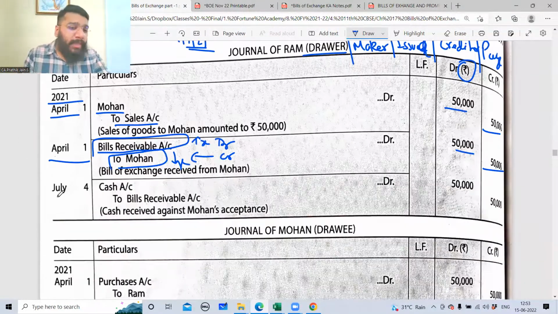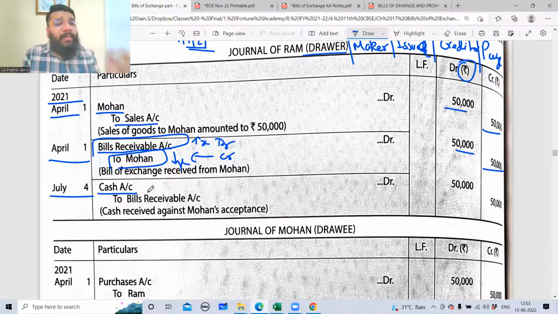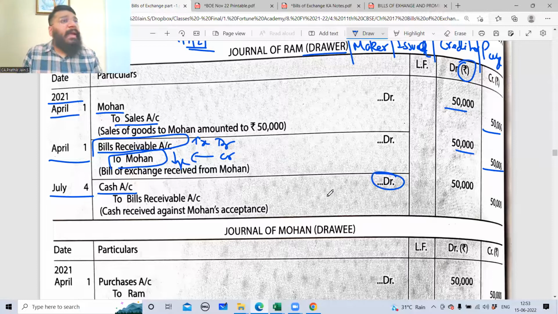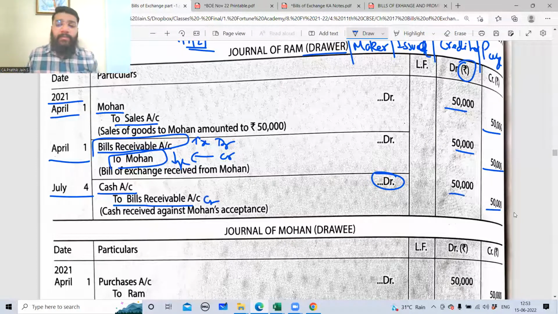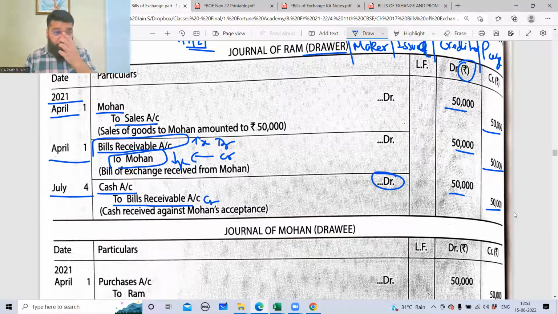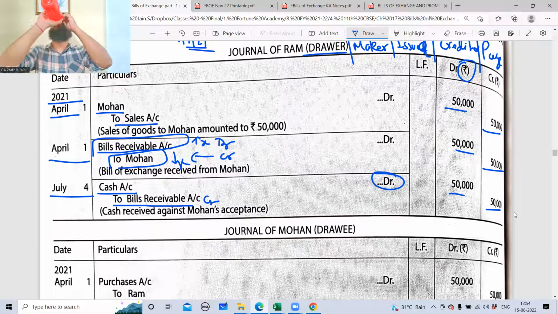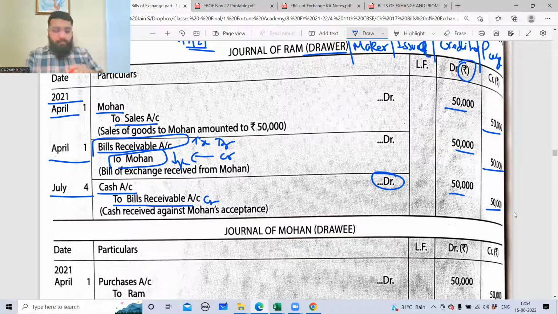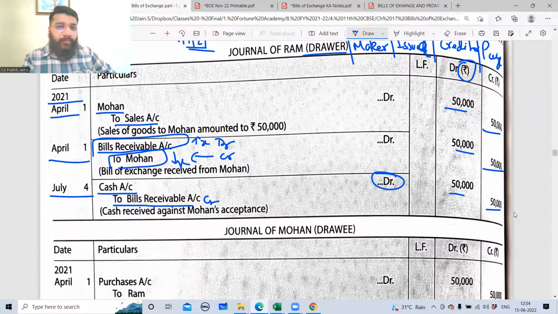On the maturity date, what is happening, guys? You are receiving the money. So debit what comes in. To increase the cash balance, I need to give a debit. And now that the bill amount is paid, I don't need to have the bill. To cancel the bill, I need to give a credit. 50,000. Is it okay? Once you're done with this, let me know, guys. I'll go forward to the next part.